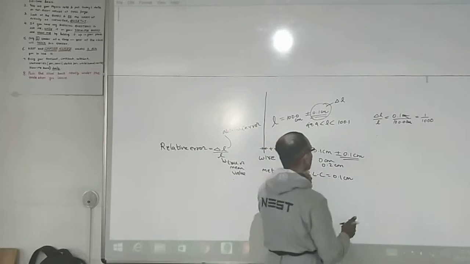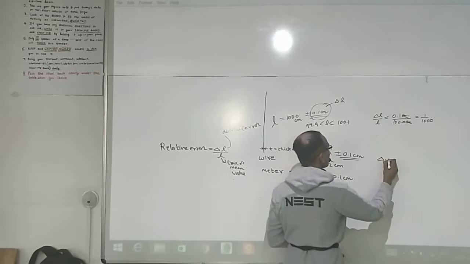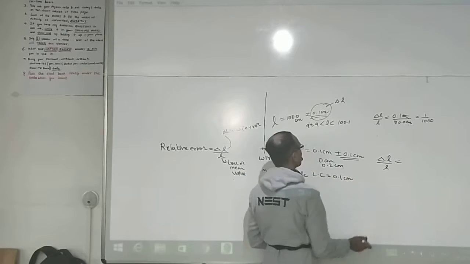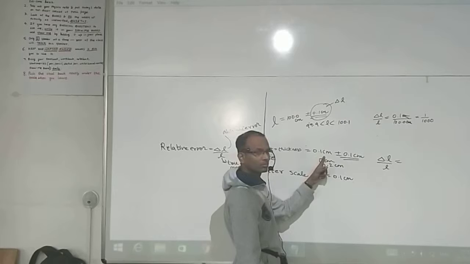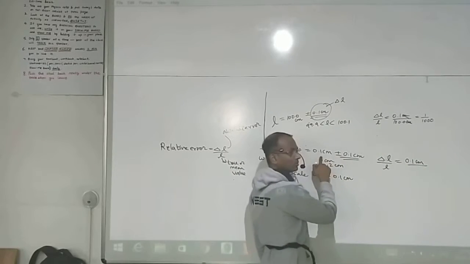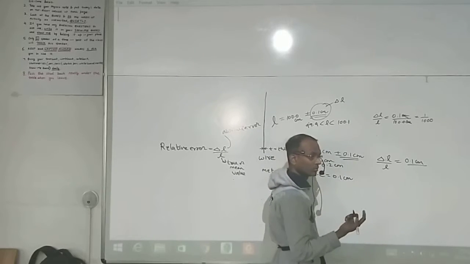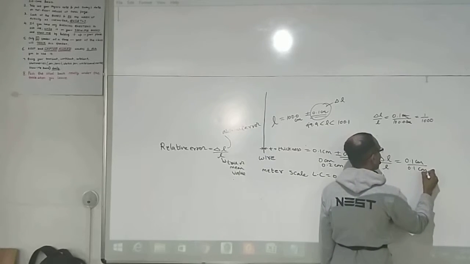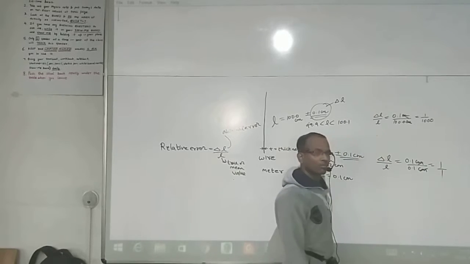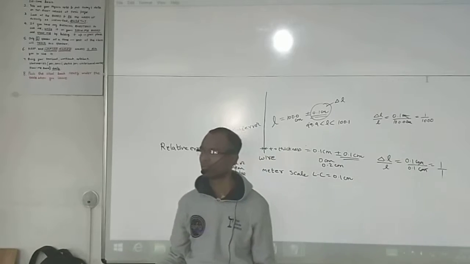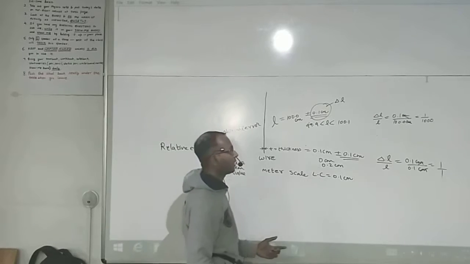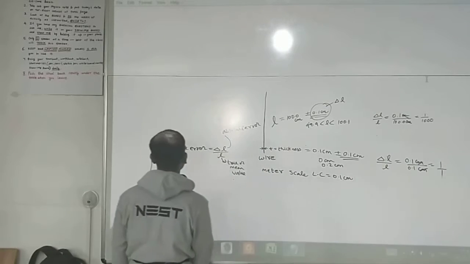Whereas in this case, Harry, again tell me, delta L by L, how much would it be? What is the uncertainty in this? 0.1. And what is the true value? 0.1 as well. So now we will get it as 1. The entire measurement is uncertain. Are you getting it? So an even better way of comparing the relative uncertainty is percentage uncertainty.